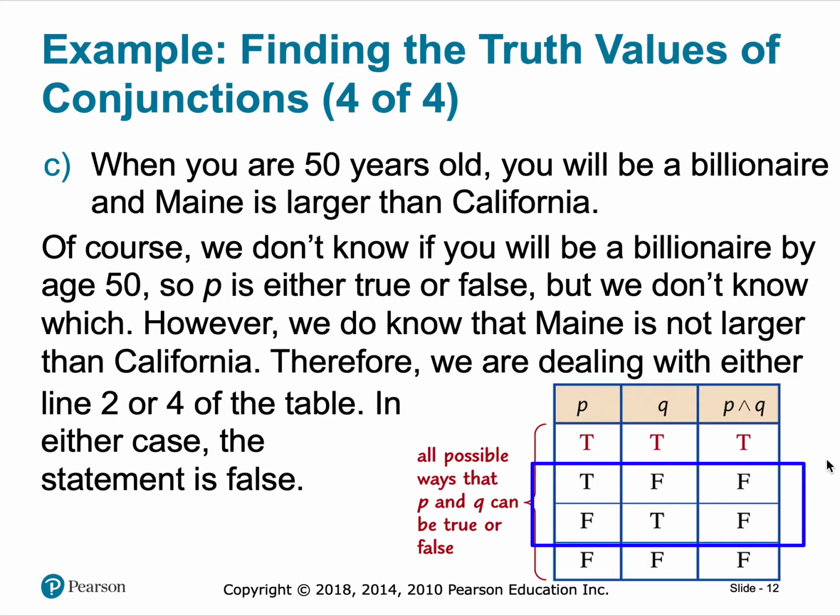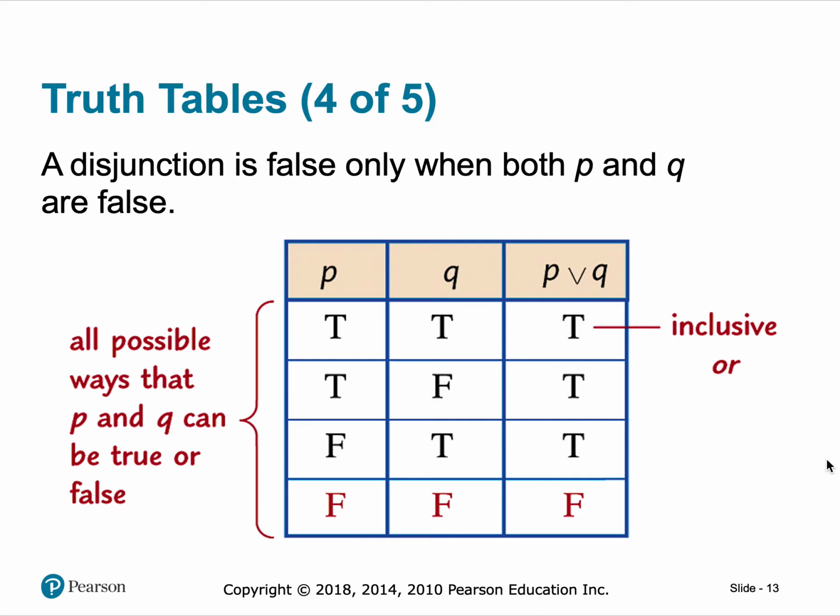When you're 50 years old, you will be a billionaire, and Maine is larger than California. Obviously, there are some different ways to interpret this. We don't really know if someone's going to be a billionaire, so there's not a concrete answer of whether P or Q is true or false. It's kind of going to depend on who's reading it. But we know that Maine is definitely not larger than California, so the compound statement is false, because if any piece of it is false, the entire thing is false.